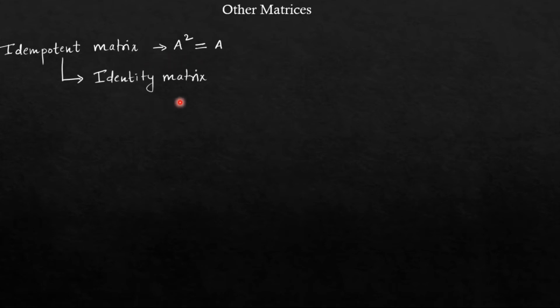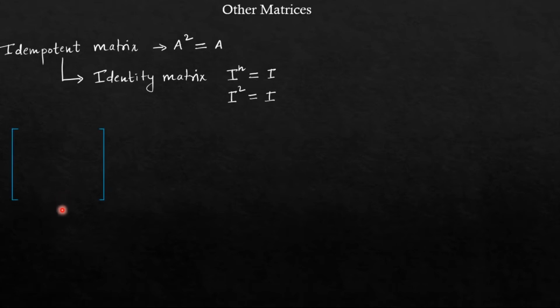Identity matrix is a special case of idempotent matrix. Why? Because we know that I raised to the power n is equal to I. We get the same matrix I. That means I square is also I. That is why identity matrix is also an idempotent matrix. Okay, it is a special case of idempotent matrix. Let me take an example of an idempotent matrix.